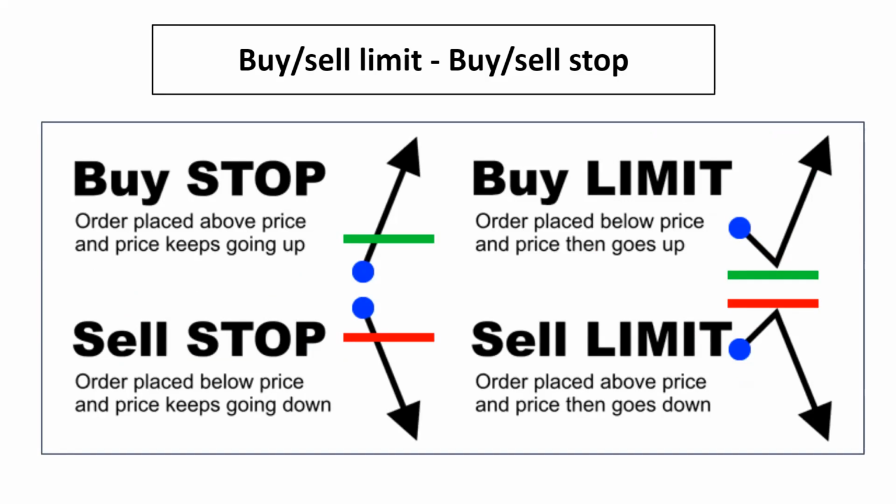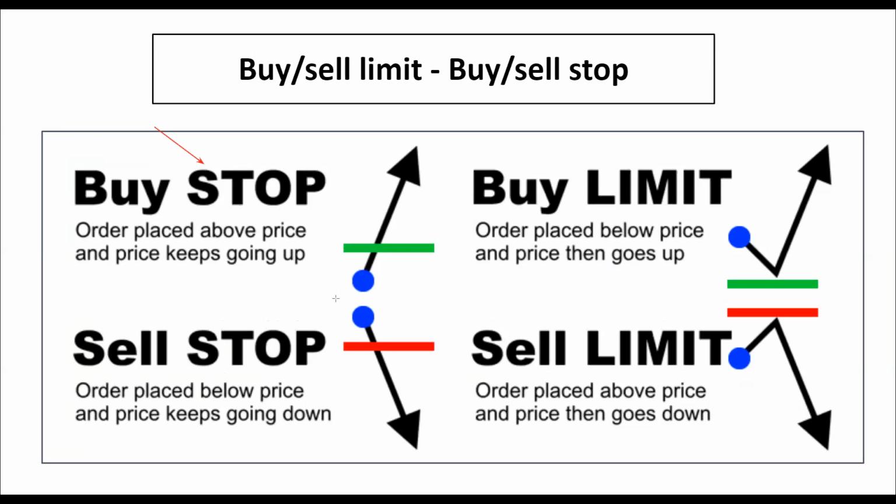A stop order is placed above the price, and the price keeps going up. I'm going to explain that, but I just want you to know that stop orders are always put in front of the price, and limit orders are always put behind the price. So when you want to put a buy stop, if the price is here at this blue circle, this is where you put your buy stop, so that when price goes up, it triggers you into a trade and then it moves in a direction.